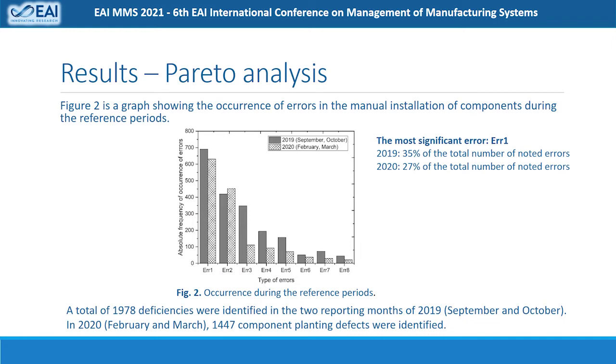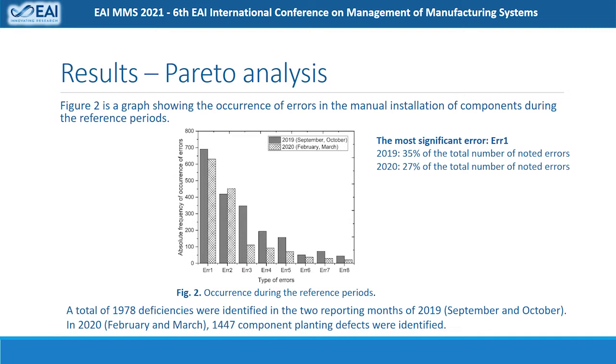Figure 2 is a graph showing the occurrence of errors in the manual installation of components during the reference periods. A total of 1978 deficiencies were identified in the 2 reporting months of 2019. The most significant number is in the case of error 1, missing part, which accounted for almost 35% of the total number of noted errors.